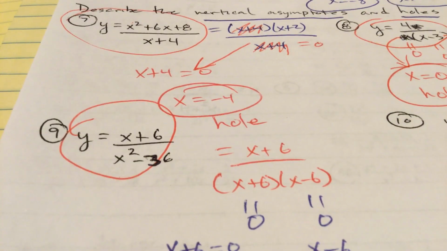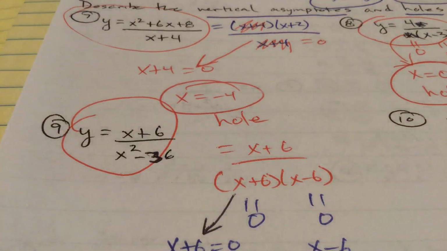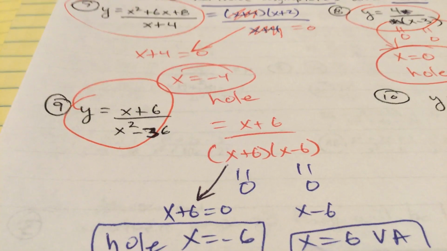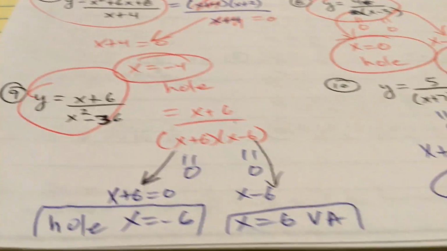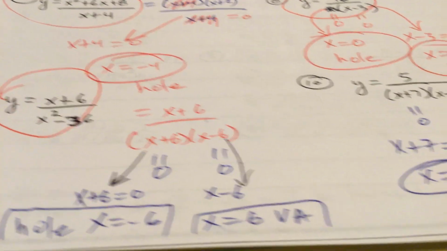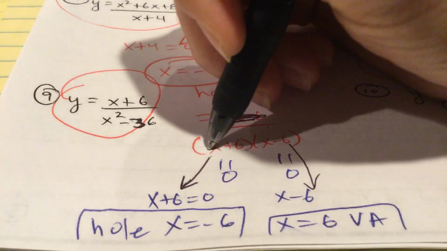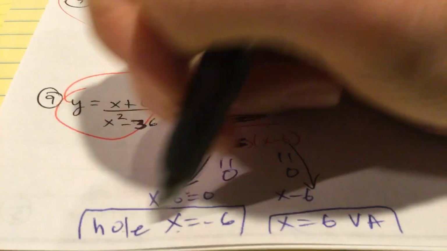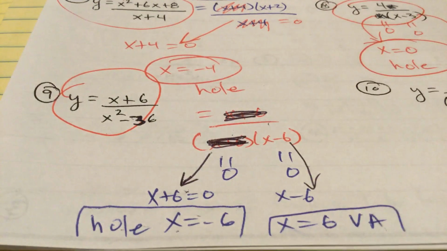Set the denominator equal to 0. X plus 6 equals 0, x equals negative 6. X minus 6 equals 0, x equals 6. So your first discontinuous point is x equals negative 6. Your second one is x equals 6. Notice how x plus 6 over x plus 6 canceled. This right here was canceled. That is a hole. It was covered up. This x minus 6 did not cancel. It is a vertical asymptote.